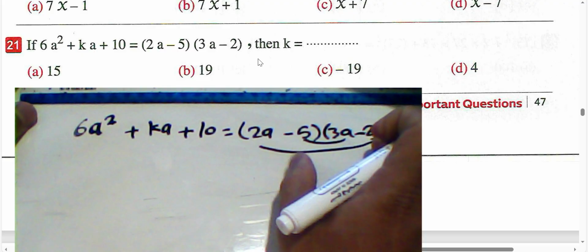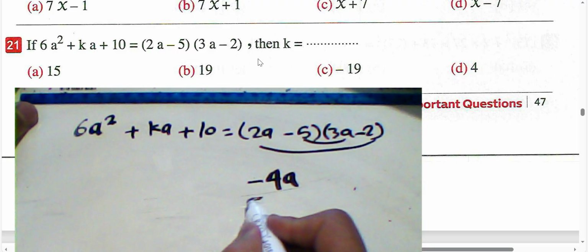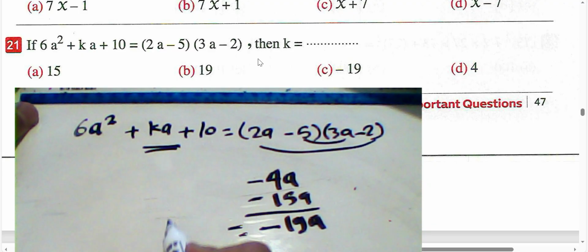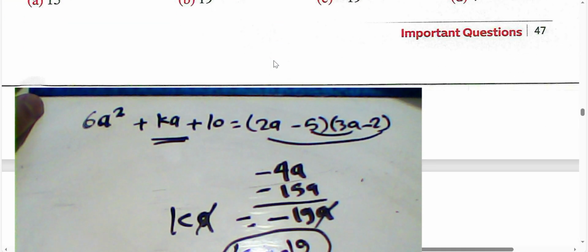The product of means: negative 2 times 2a will be negative 4a, and negative 5 times 3a will be negative 15a. We can collect together, it will be negative 19a. The negative 19a equivalent to ka. Then the value of a cancels. The value of k equal negative 19.